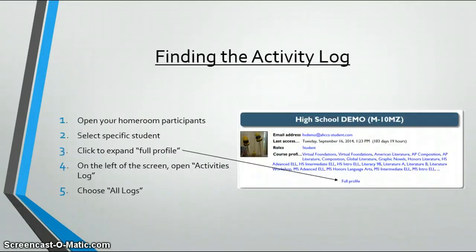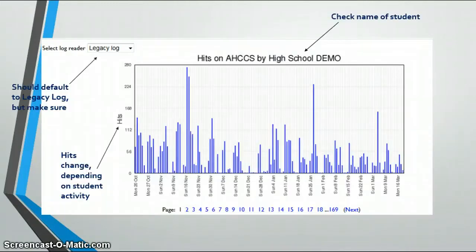The first thing you need to do is find the activity log. You open your homeroom participants and then select a specific student. You're going to need to click to expand the full profile in order to get the actual activity log. On the left hand side of the screen, under activity logs, you're going to click all logs, and that's going to bring you to this screen.